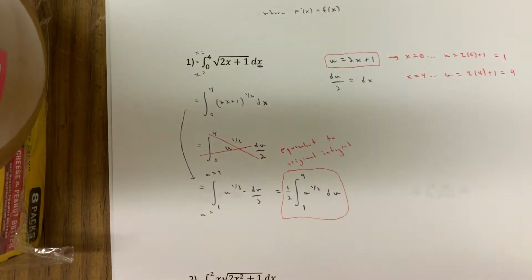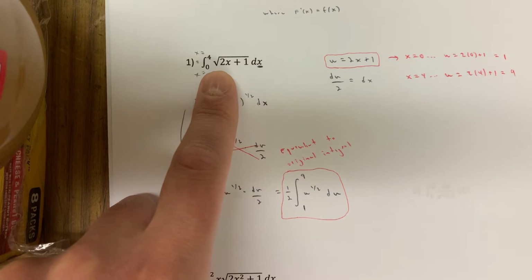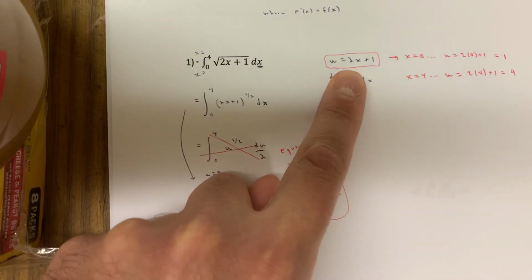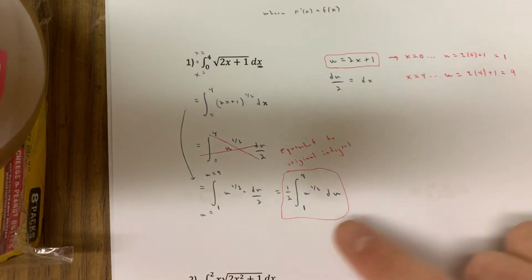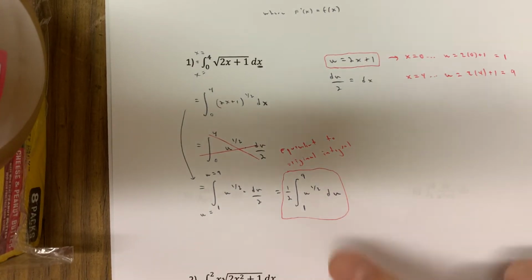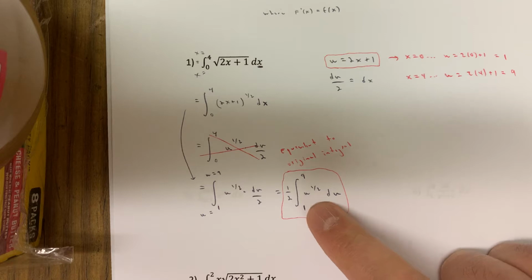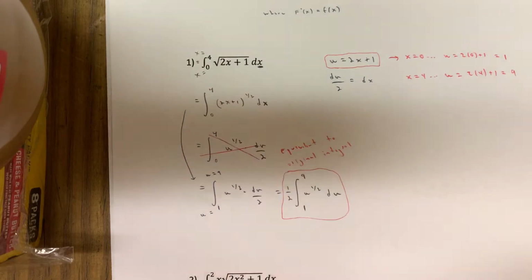And they'll do that on the AP exam. They'll give you this integral right here. They'll say, using the substitution u equals 2x plus 1, which of the following is an equivalent integral? And you'll see this one right here. You know what other answer you'll see? This with a 0 and a 4 right there. You got to change those bounds.